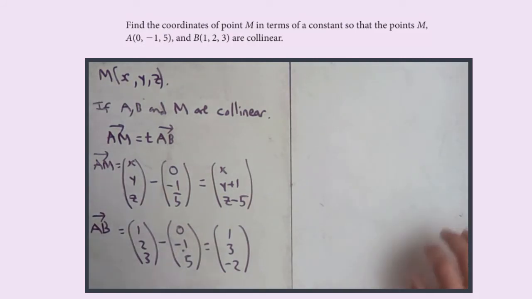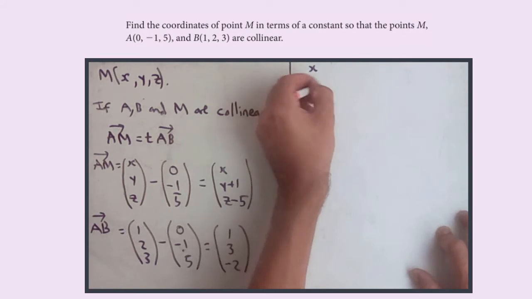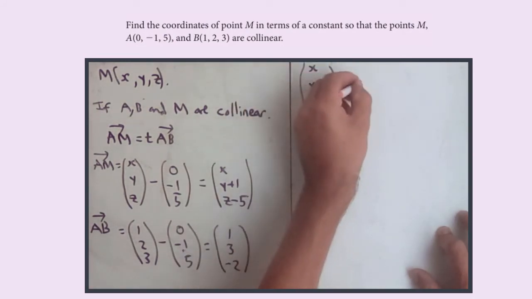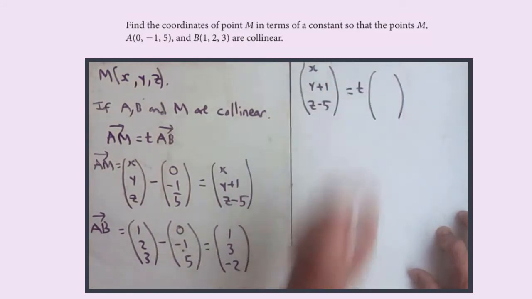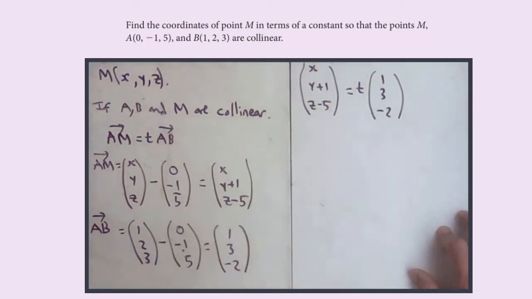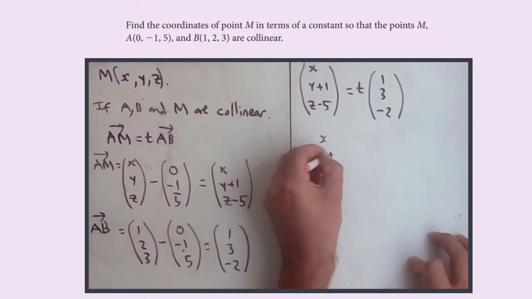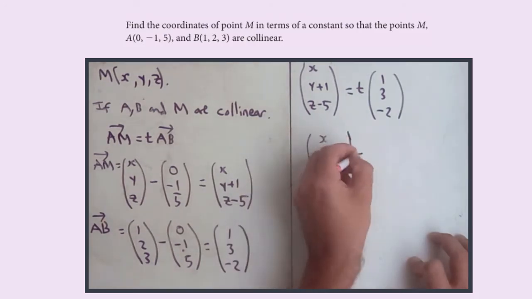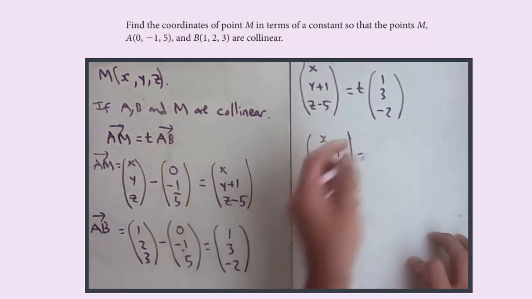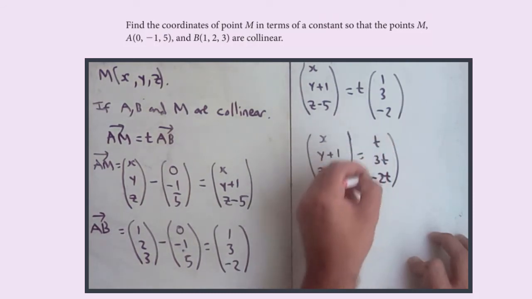So let's just write that down. AM, x, y plus 1, z minus 5, equals t times AB. AB is 1, 3, minus 2. So that means x, y plus 1, z minus 5 must equal, if we're multiplying by a scalar, we literally just multiply all of these by the scalar. So that is t, 3t, minus 2t.